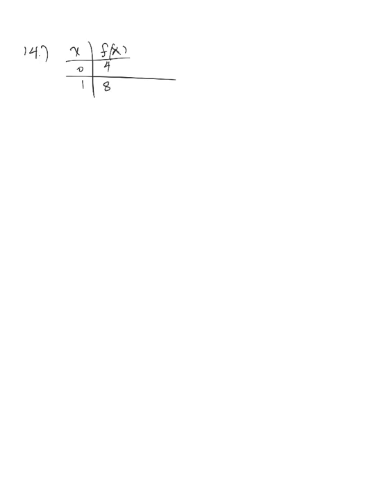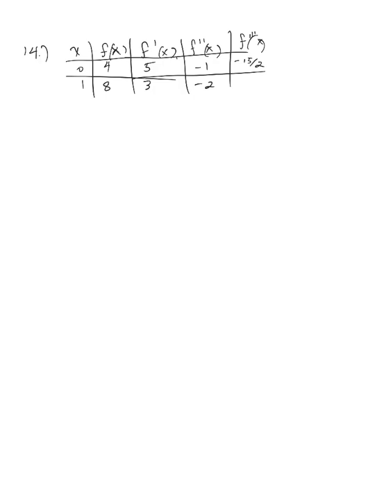is 4 at 0, 8 at 1. Then they tell us that f prime of x is 5 at 0, 3 at 1. F double prime of x is -1 at 0, -2 at 1. F triple prime of x at 0 is -15 halves, and it's 3 halves at 1. And then the fourth order derivative at 0 is 23, and it's 2/5 at 1.